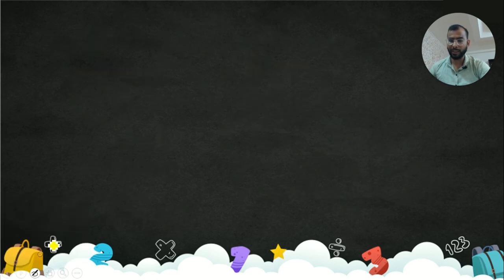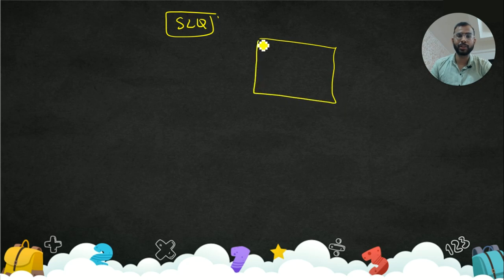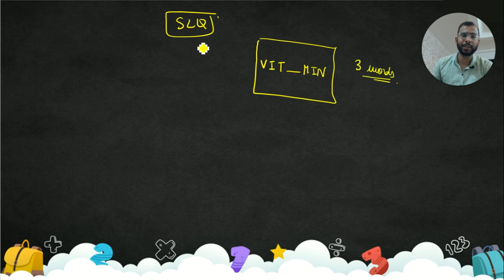Yeah guys, so finally we come to the end of the class. We'll have an SLQ, surprise logical question. I'll give you the question. In the next class we will discuss both; no big deal. Okay, the question is: VIT, not the college. VIT-MIN, 3 words answer. Based on this you can form a word. So think, what will it be?